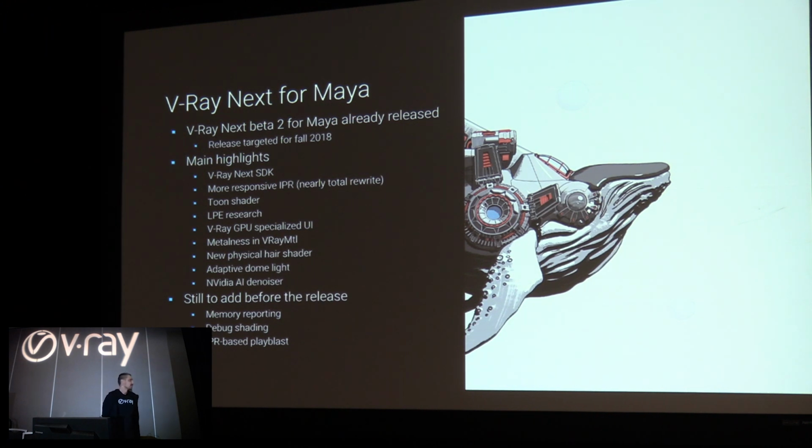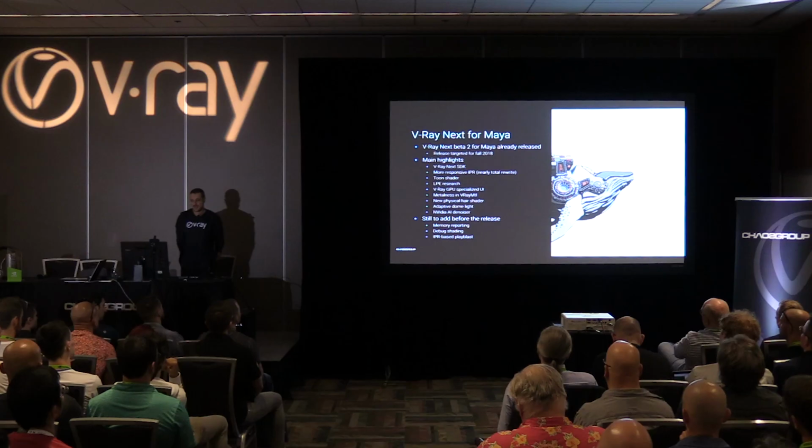The main highlights are, it's obviously V-Ray Next, the V-Ray Next architecture. So it has the V-Ray Next SDK, which means that custom plugins for V-Ray will need to be slightly reworked, hopefully not too much. But due to that rework and due to the optimization that we've been doing, V-Ray Next should render a lot faster. And we've had some very good feedback from customers on the performance improvements.